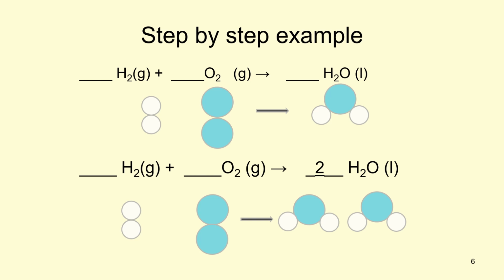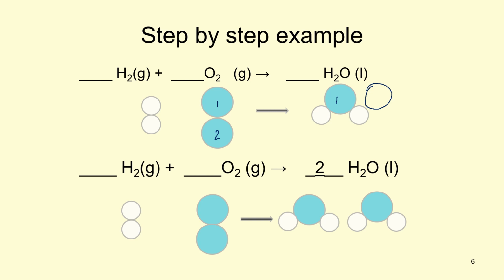So let's look at a step-by-step example, a very simple example of how to balance an equation. You can see here that I've gone ahead and drawn out the molecules. I think this is a bit extreme. You probably don't need to do that, but I've got hydrogen gas, so that's one of those diatomic elements. I've got oxygen gas, and they're forming water. So already I can see that I only have one oxygen on this side and I have two on this side.